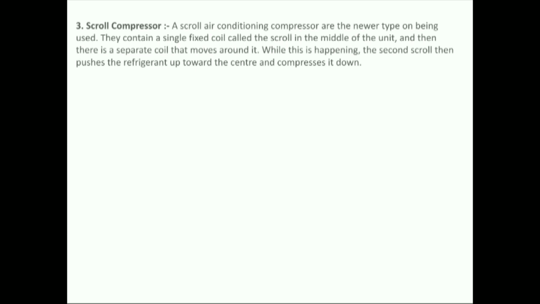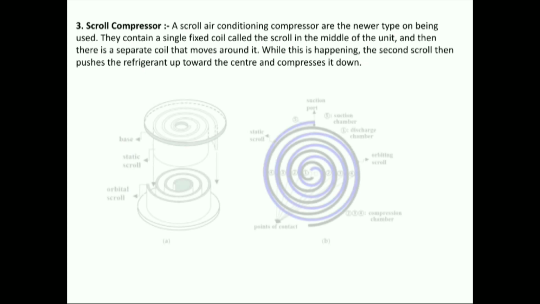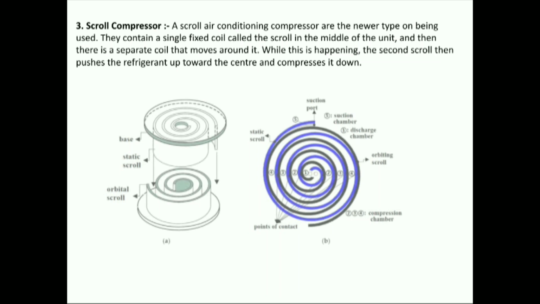3. Scroll compressor. A scroll air conditioning compressor is the newer type being used. It contains a single fixed coil called the scroll in the middle of the unit, and then there is a separate coil that moves around it. While this is happening, the second scroll pushes the refrigerant up toward the center and compresses it down.